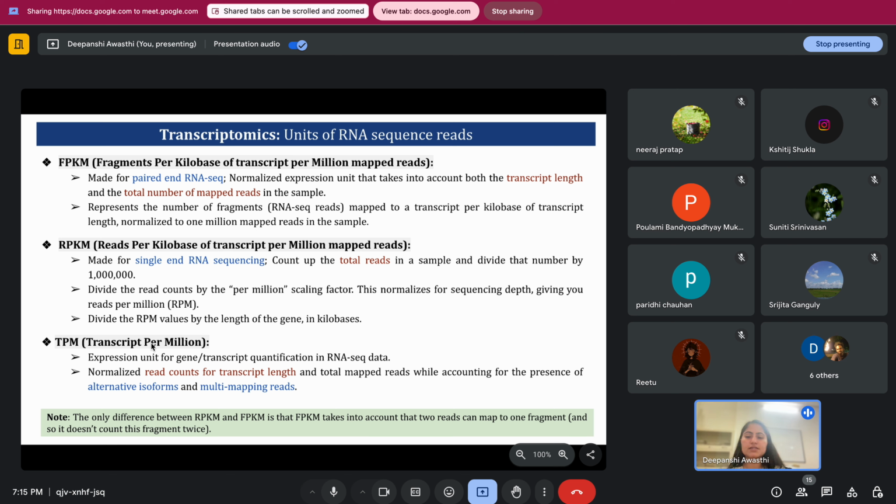And then comes TPM, which is the transcripts per million, and this is the expression unit for gene or transcript quantification, when you are just looking into the number of transcripts which have been quantified in the RNA-seq data. This has the normalized read counts for the transcript length and total mapped reads while accounting for the presence of alternative isoforms and multi-mapping reads. So in RNA-seq, this will tell you how many of the transcripts have been identified which are alternate transcripts or alternate isoforms. And the only difference between RPKM and FPKM is that FPKM is used for paired-end RNA-seq, and I think there is some question related to this in your assignment, so this might help you to solve the assignment.